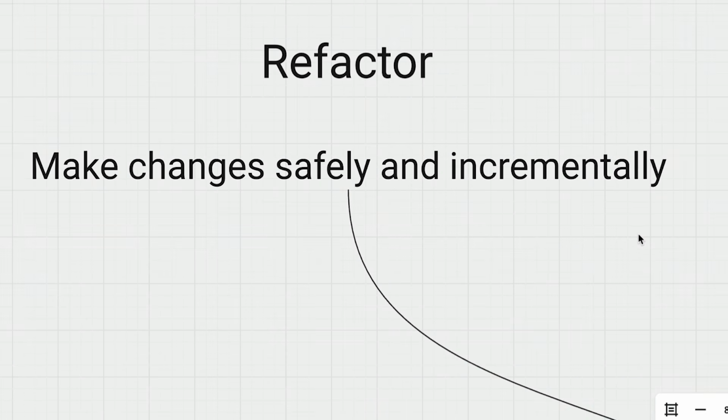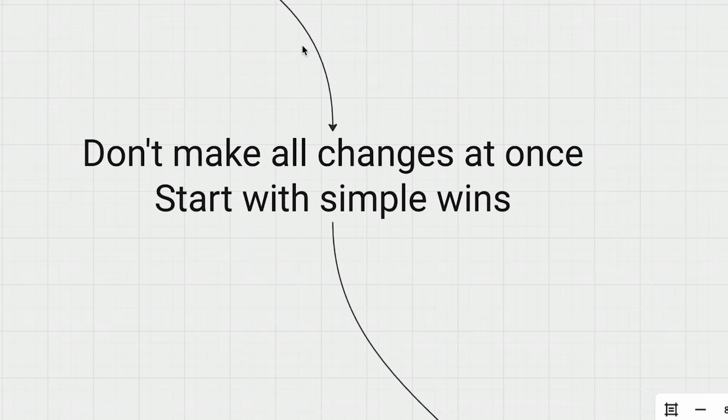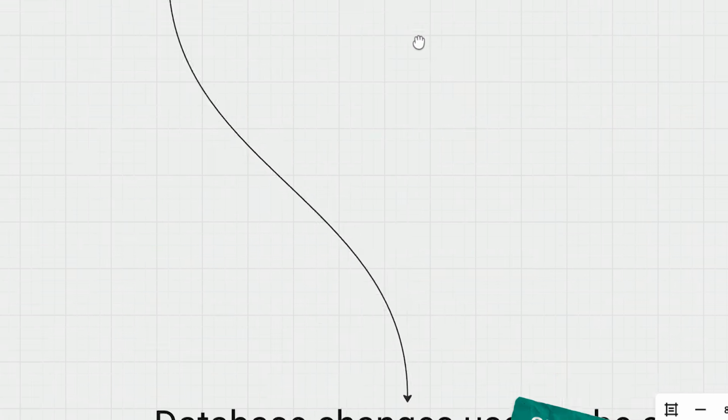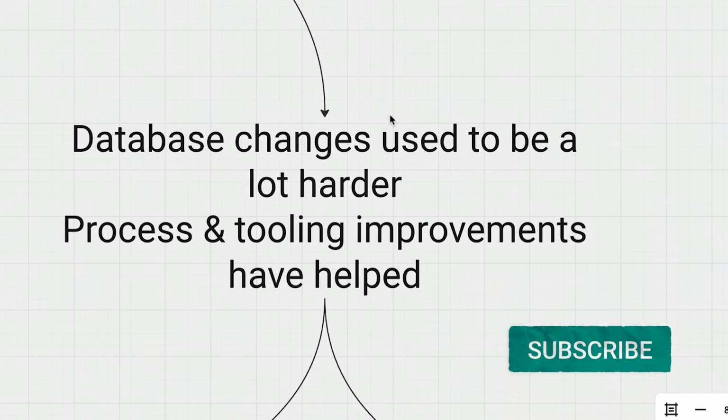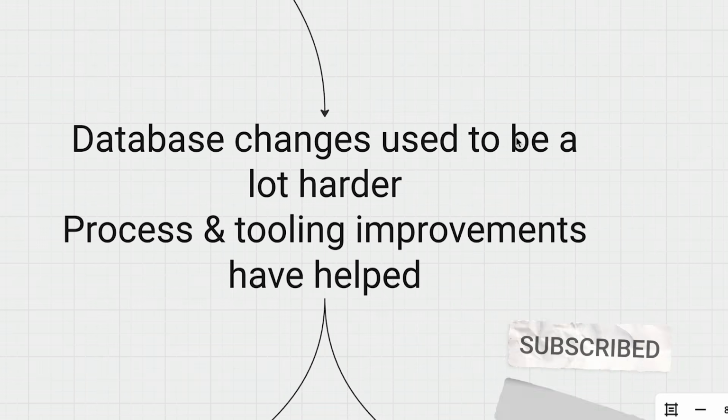Once you know what needs improving, it's time to refactor your schema and make the changes. This is where you make structural changes, but safely and incrementally. However, don't go and make all of the changes at once. Start with simple wins. Rename unclear columns. Merge duplicate columns. Add missing constraints or foreign keys. Remove deprecated stored procedures or legacy tables. Traditionally, making database changes has been hard because of the risk of breaking something and the impact to production code.